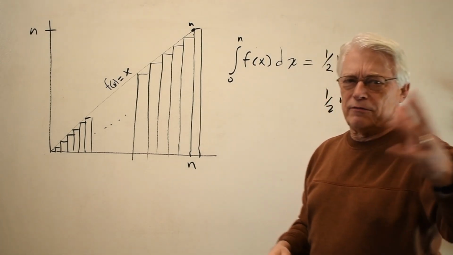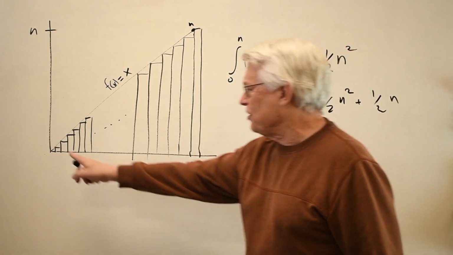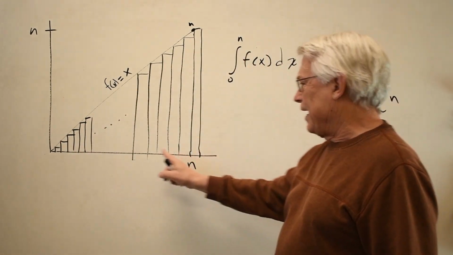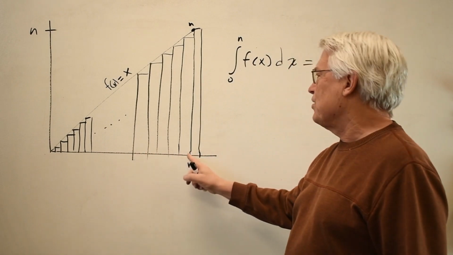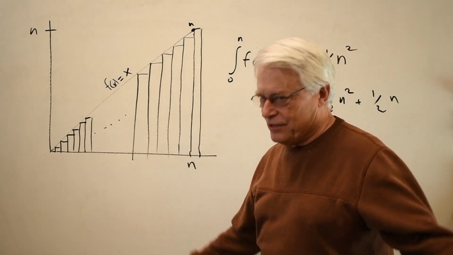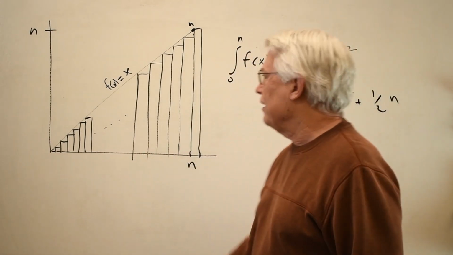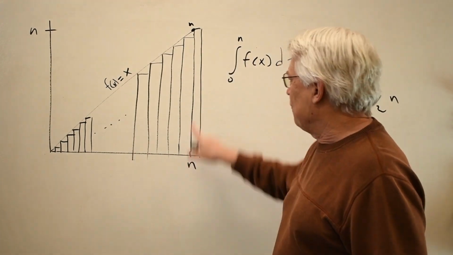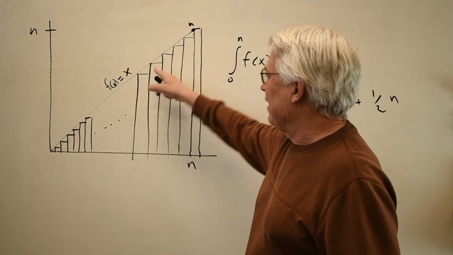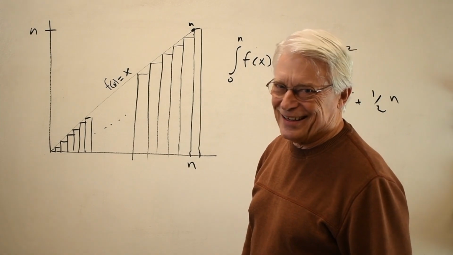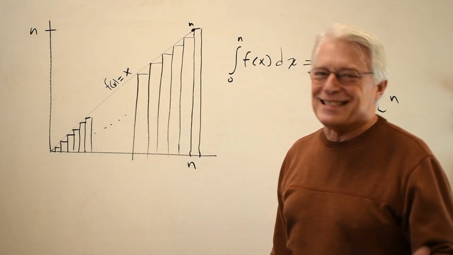By the way, you can verify this by just looking at this triangle itself, which has a base of n and a height of n, so that's 1/2 n squared, and then of course you do the same kind of thing with the extra rectangle and subtract off all those little triangles. So it all works out pretty well, doesn't it?